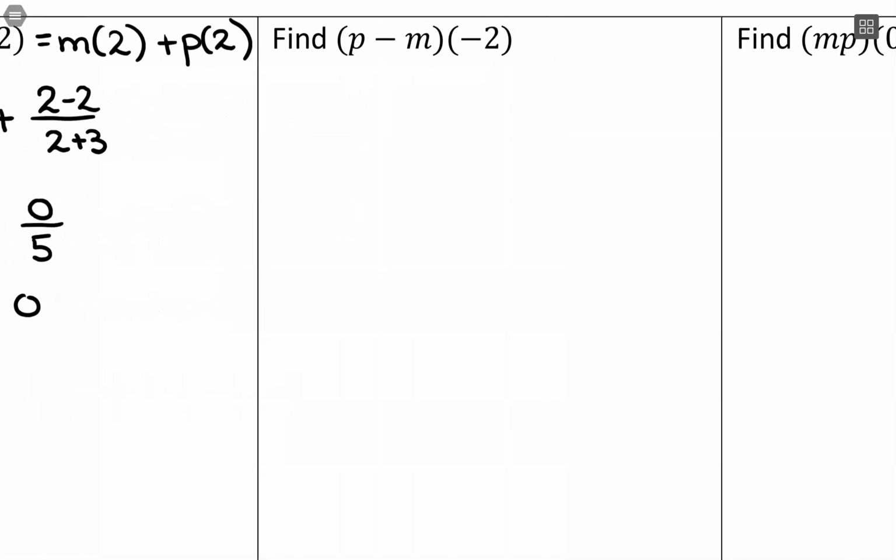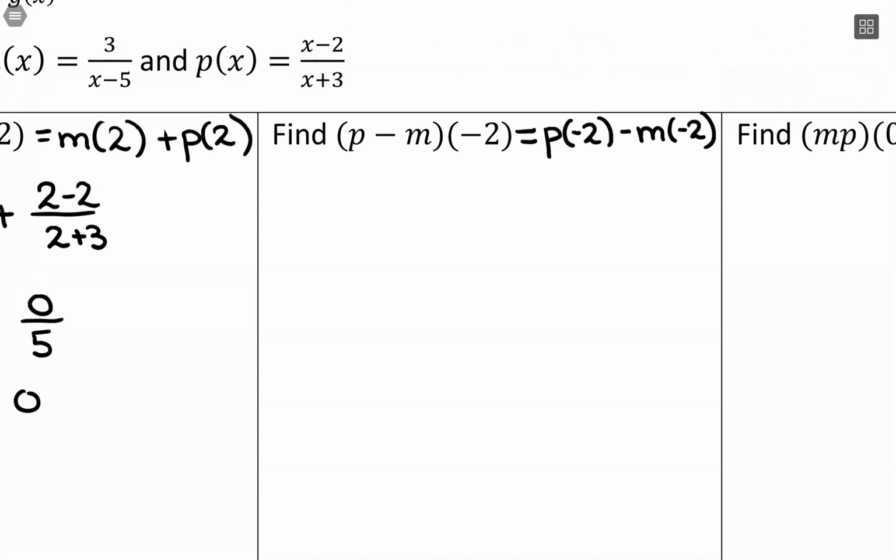Alright, let's look at a similar case, but now we're taking our function p of x minus m of x, and we're having an input of negative 2. So this is the same thing as p of negative 2 minus m of negative 2. So with that, taking my p of x function, but for my x value, I'm going to plug in negative 2. So I'm going to have negative 2 minus 2 over negative 2 plus 3. And then subtraction with m of x, which is 3 over x minus 5, but I'm going to plug in negative 2 for x, so negative 2 minus 5.